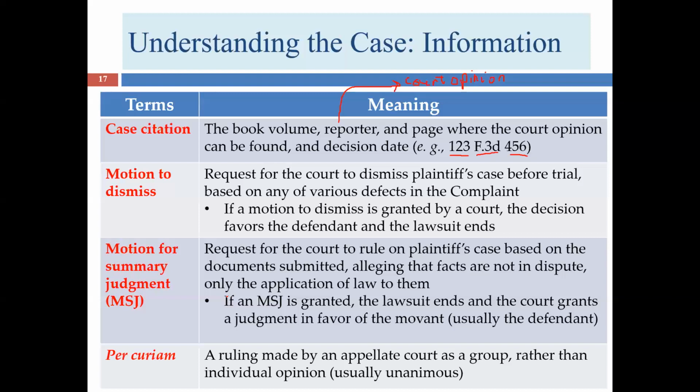If the judge grants this motion, then typically the plaintiff is going to appeal that grant, especially if the plaintiff disagrees with it, and probably the plaintiff does, and the plaintiff has the possibility of winning on appeal. If the plaintiff wins on appeal, then the case goes back down to the judge for a trial. Obviously, the judge can deny that motion, and in that case, the trial goes forward.